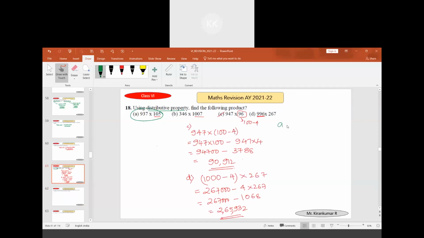You have to use A multiplied by B plus C, or A multiplied by B minus C. This will be AB plus AC. This will be AB minus AC. Understood? The property must be used. Clear?